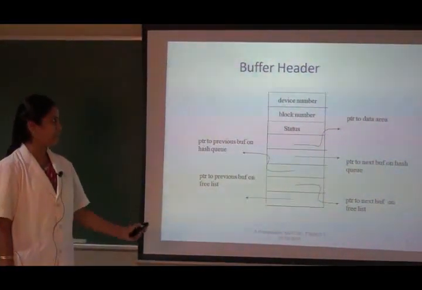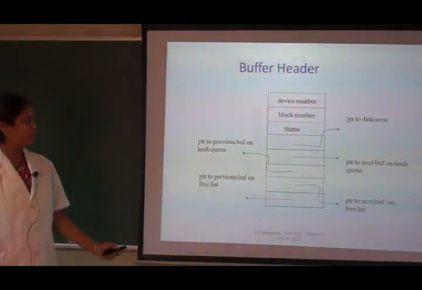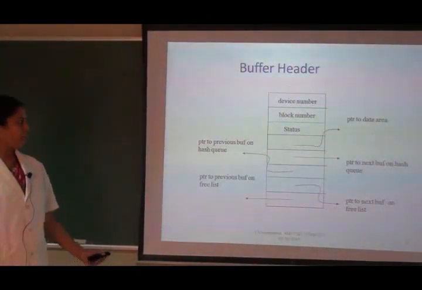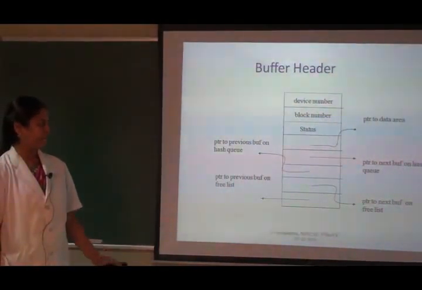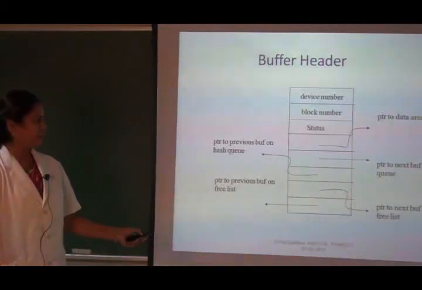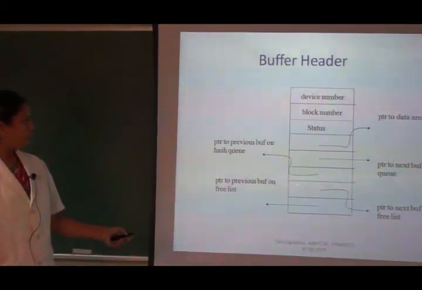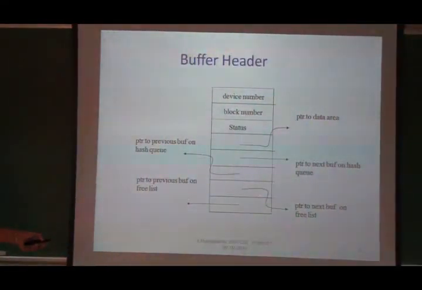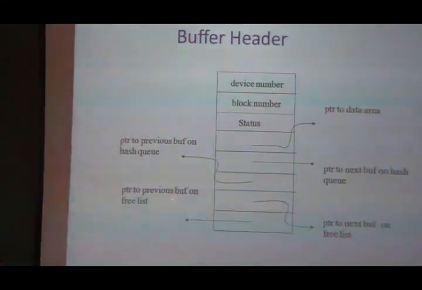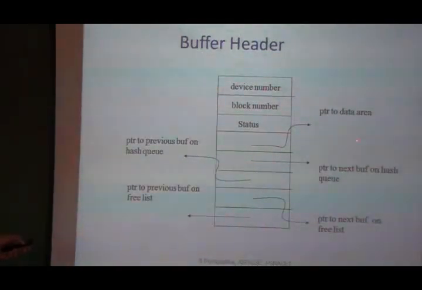The details of the buffer header are: device number, block number, status, pointer to the data area, which is the address of the data area, pointer to next buffer on hash queue, pointer to previous buffer on hash queue, pointer to next buffer on free list, and pointer to previous buffer on free list. Pointer to next buffer is a forward pointer, and pointer to previous buffer is a backward pointer. Similarly for the free list also.